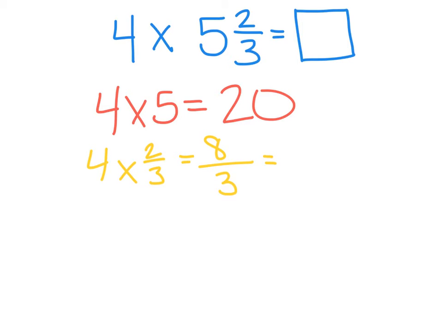Now I have an improper fraction that needs to be changed to a mixed number. So I ask myself, how many times does 3 go into 8? I know that 3 times 2 equals 6. If 3 times 2 is 6, but I need to reach 8 total, I have 2 more to get to 8, and then my denominator is remaining 3.